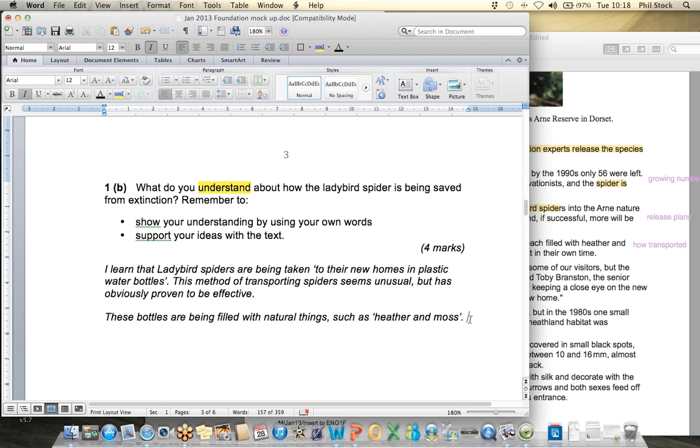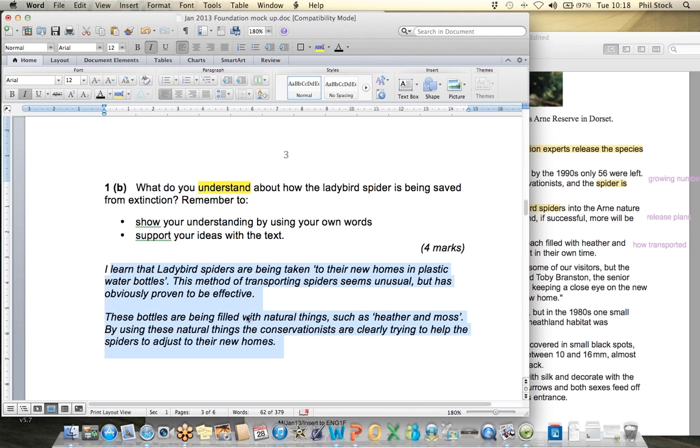And I think what I've understood is that by using these water bottles, you're taking these spiders from one place to another, but trying to adjust them to their new homes. So I might put something like, by using these natural things, the conservationists are clearly trying to help the spiders to adjust to their new homes, or habitats might even be a better word. And that at the moment would be enough to get me 3 marks.